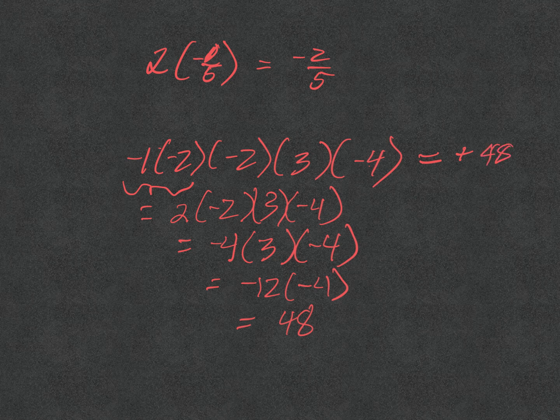Okay? So remember, an even number of negative signs in strictly multiplication is going to be a positive, but an odd number of negative signs in strictly multiplication will be negative.